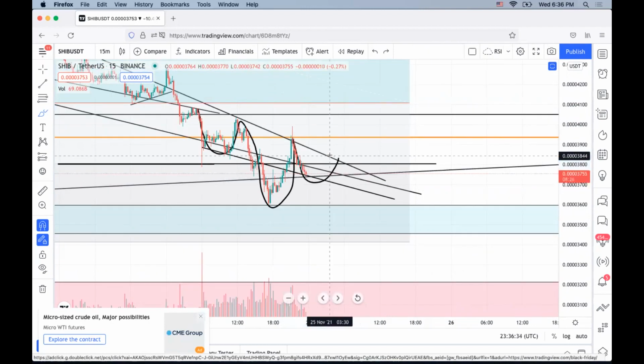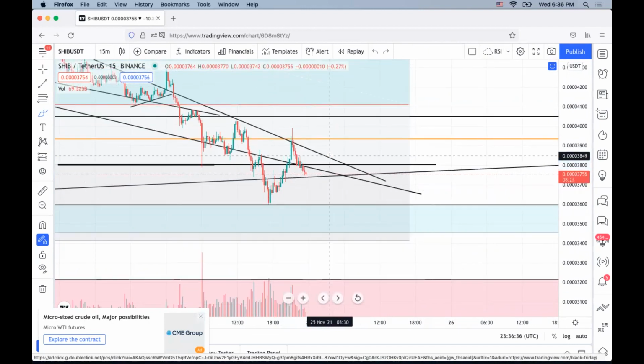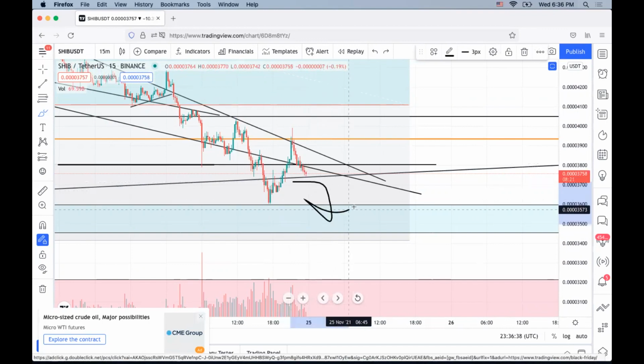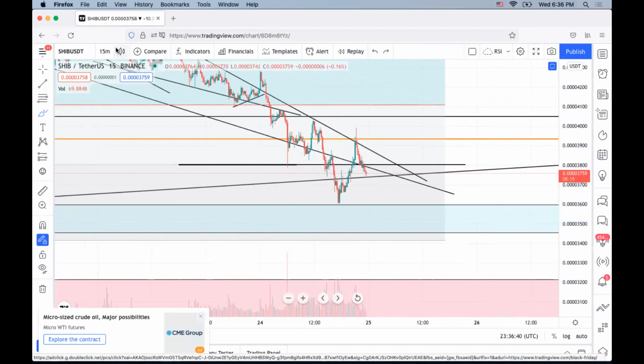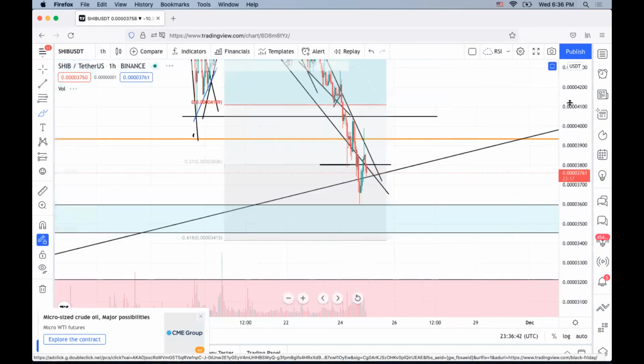All right, but let's go ahead and look at some lower targets in case we do continue to the downside. All right, so let me zoom out to our hourly chart.